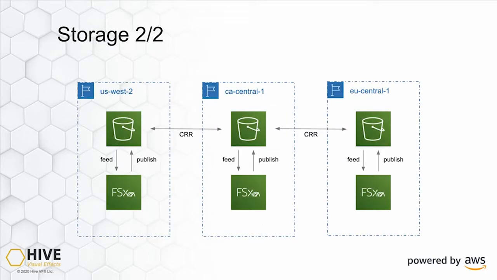Looking at the data flow from a multi-region perspective, we're making use of the cross-region replication feature of S3 to push data between regions. In each region, new data arriving in S3 is automatically being fed into the FSx file system. When an artist creates and publishes in a region, that data is being pushed back to S3 immediately and then again replicated to the other regions.